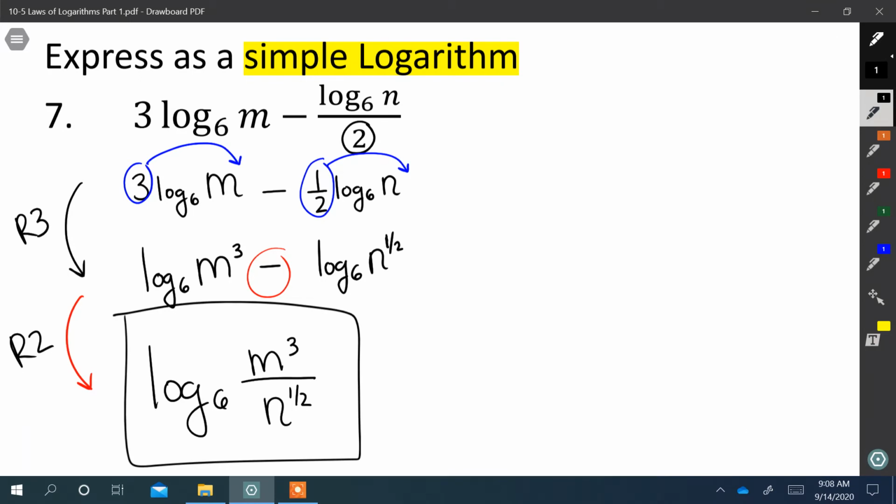Okay. All right, so that's already 7 examples that we have done for you. So you understand this pretty well.